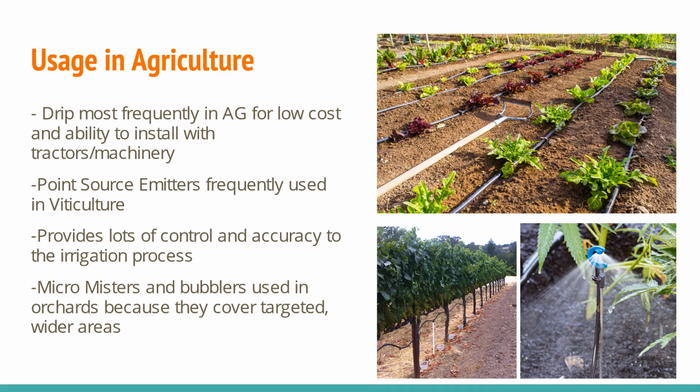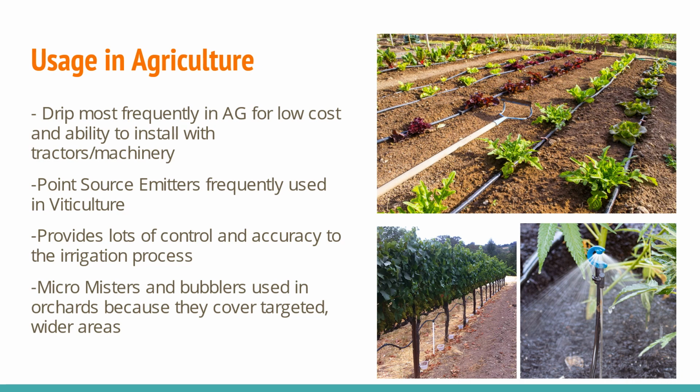About 40% of California's agriculture is watered using drip irrigation. Drip line is used most frequently in agricultural scenarios because of its low cost, ability to install with tractors and machinery, and different types of automation. Point source emitters are frequently used in viticulture as it provides lots of control and accuracy to the irrigation process.